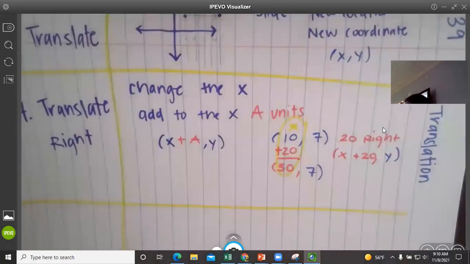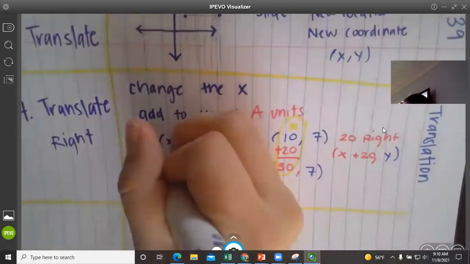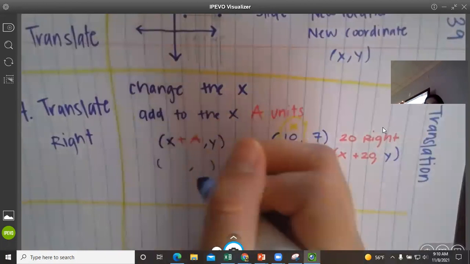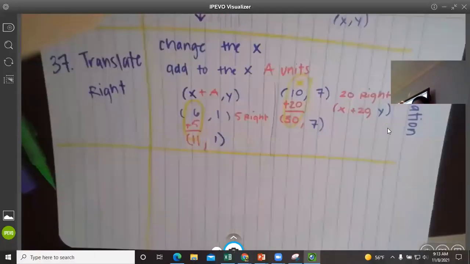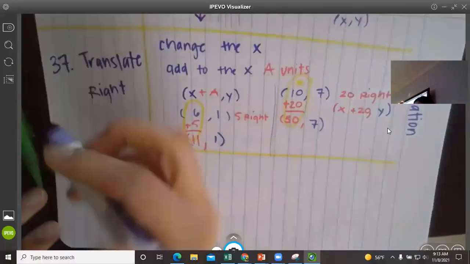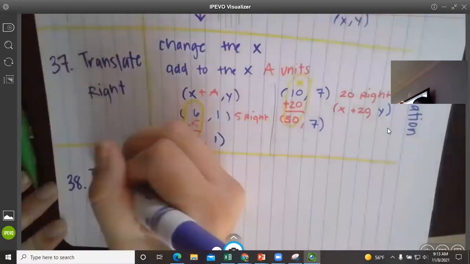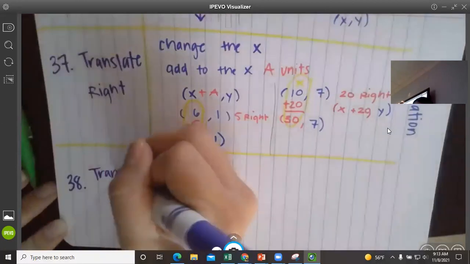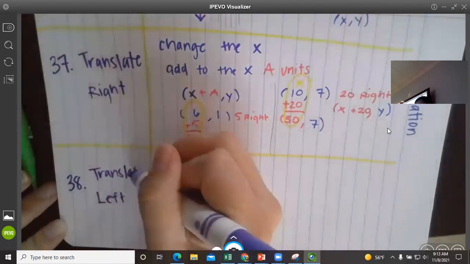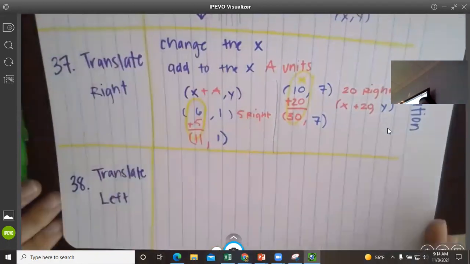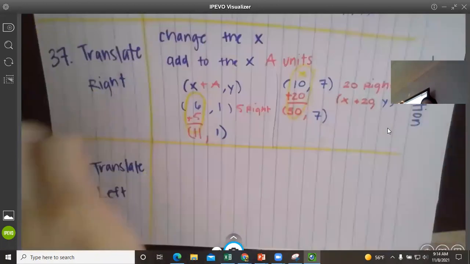Now I'm going to give you one to do for extra credit, and I'll walk around and check your work. So please tell me a number. It's 1. All right, so now we're doing 38. Translate to the left. All right, so that's going to go this way.